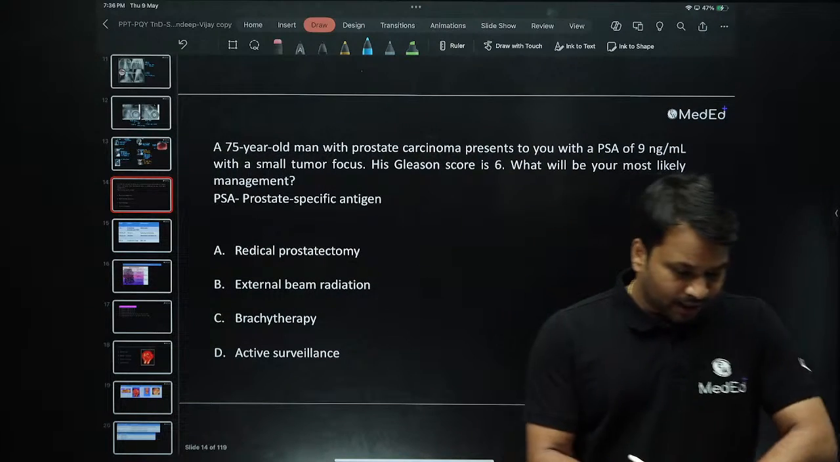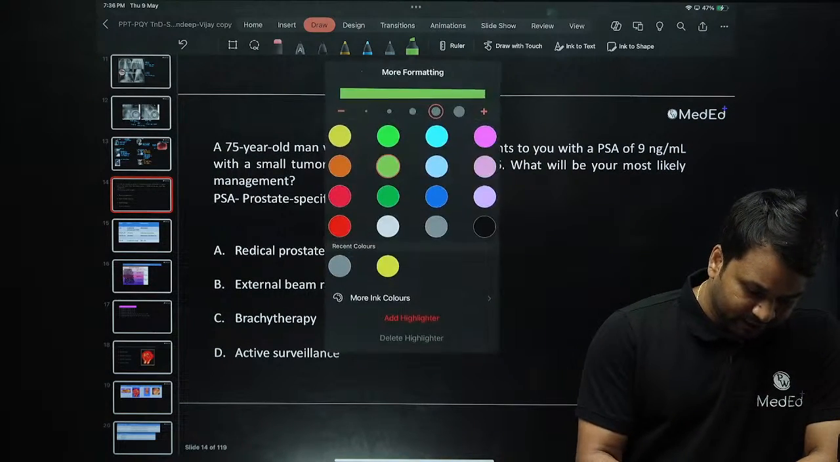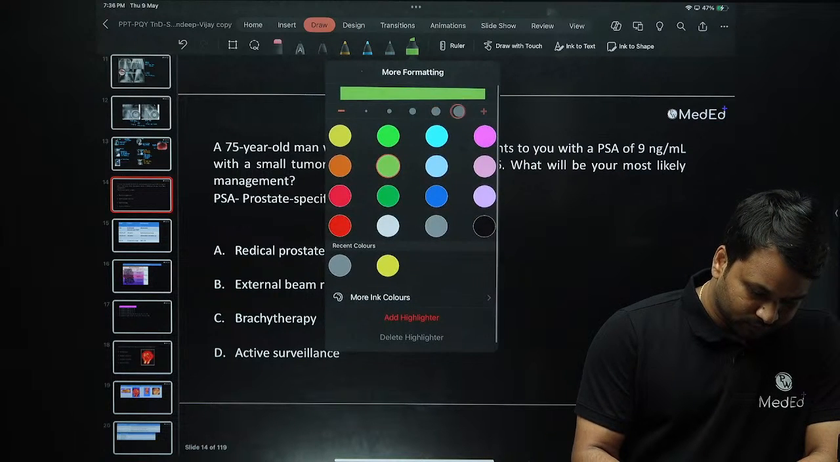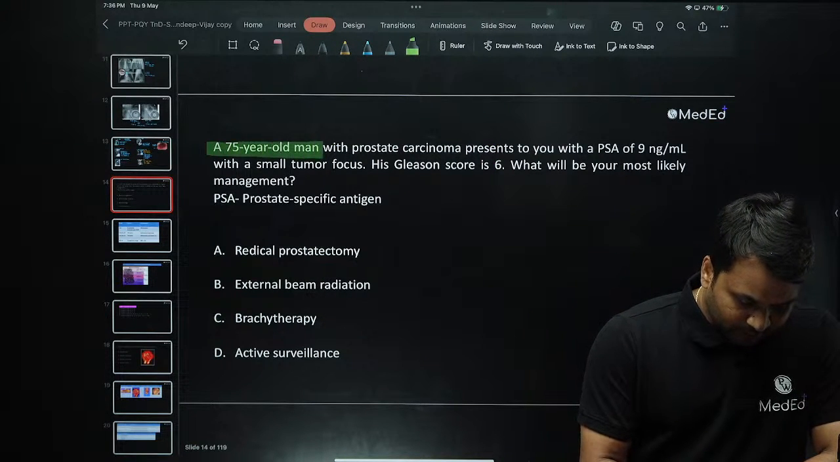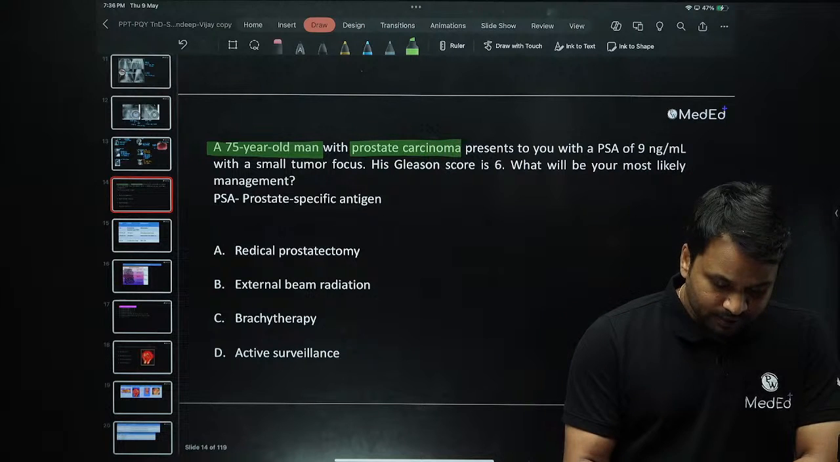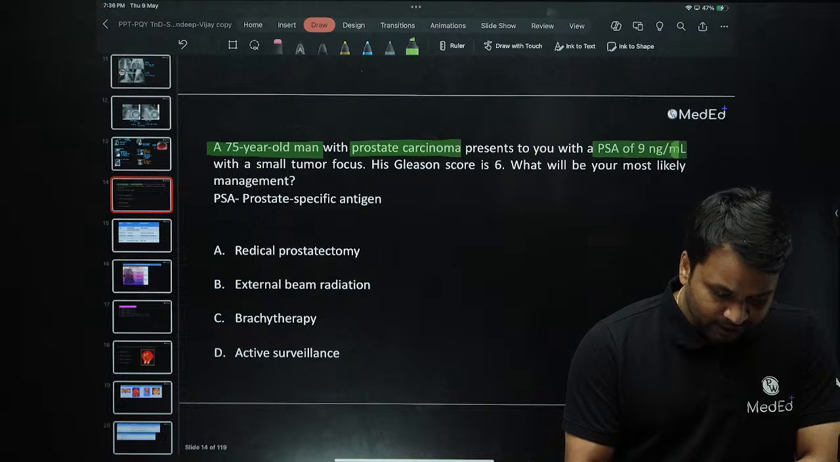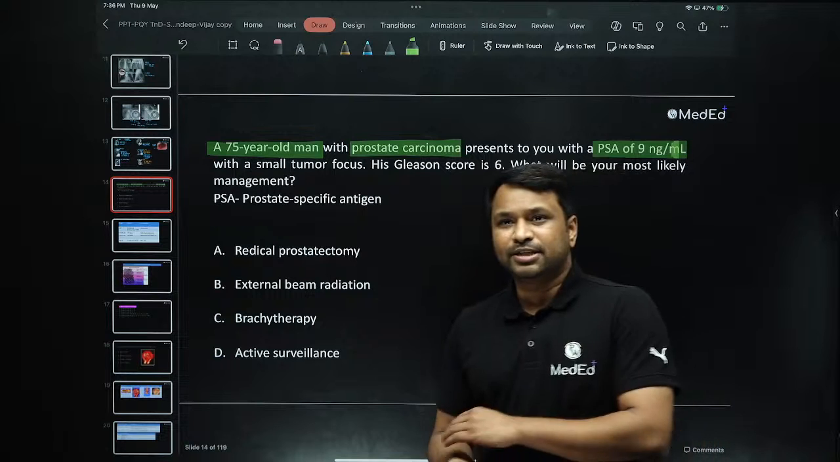Now, I have a 75-year-old man with prostate cancer who presented to you with a PSA of 9 nanograms per ml. Now, is PSA high or low?